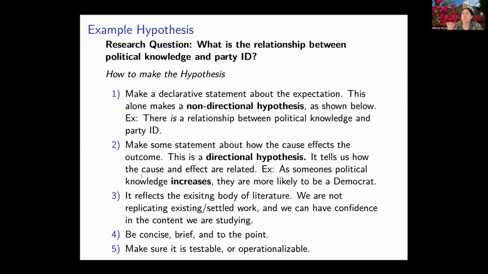To go a little bit deeper, a more specific argument that we can make, and this is the kind of area I want you guys to push into, is making a statement about how the cause affects the outcome. So giving more description about how X causes Y. This is a directional hypothesis because it tells us how the cause and effect are related. An example of this would be as someone's political knowledge increases, so they know more about the Supreme Court and our institutions and Congress, they're more likely to be a Democrat. I'm not making any sort of normative statement about whether or not that's true, but that is a directional hypothesis saying that as political knowledge increases, they're more likely to be a Democrat.